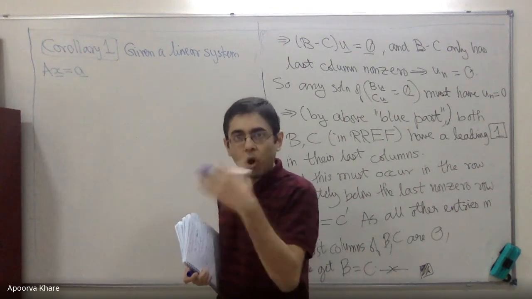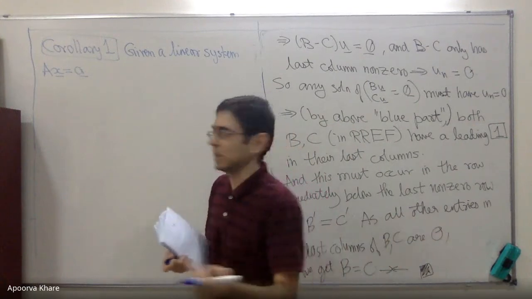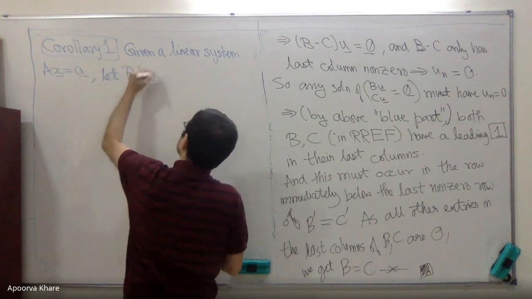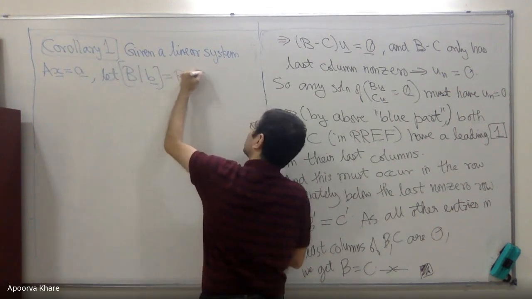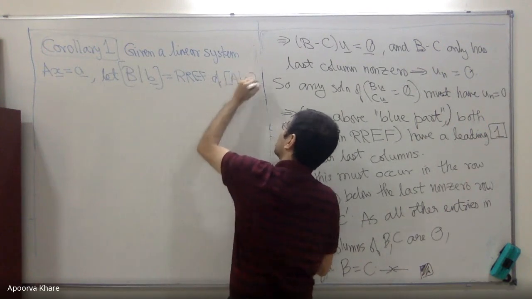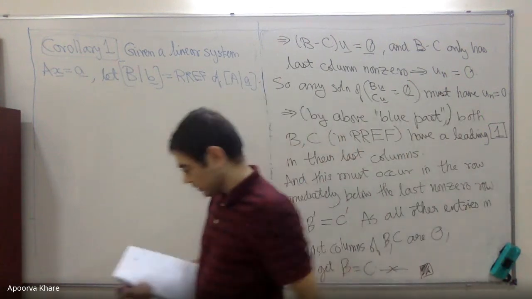And then let us write down the augmented matrix A, A and its row reduced echelon form B, B. Let B equal the row reduced echelon form of A, A, or A partition A. So let B be the row reduced echelon form.